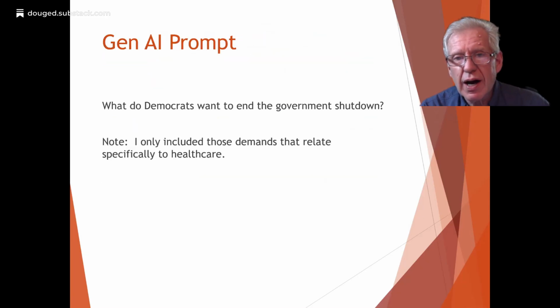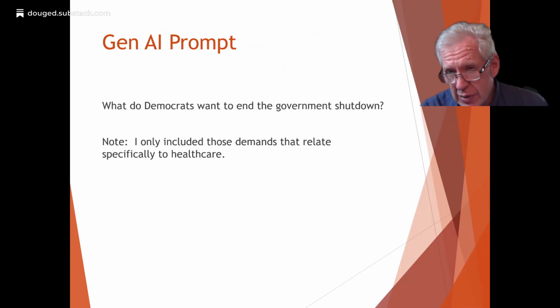Now, as you know, I like using generative AI, particularly to summarize certain things. I think it's just fine to use that. So as I require of you, my students, I'm going to give you the prompts that I use. I asked generative AI, what do Democrats want to end the government shutdown?